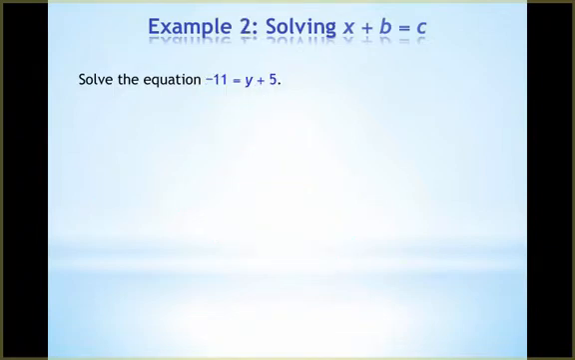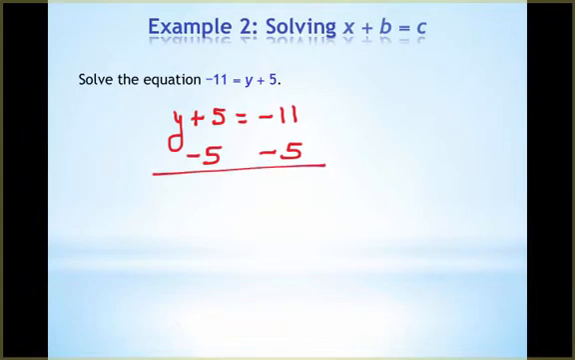Now let's look at our next equation. Negative 11 equals y plus 5. One thing that may help you with this is to rearrange the equation so that you have your variable first, if that's possible. So I'm going to rewrite this as y plus 5 equals negative 11. Then I want to eliminate this plus 5. By our addition principle, I can get rid of a positive 5 by subtracting 5 or adding negative 5. That would give me y equals negative 11 plus negative 5, which is negative 16.